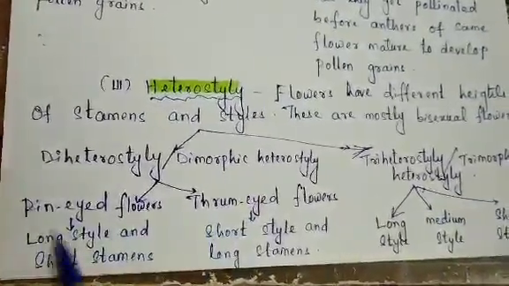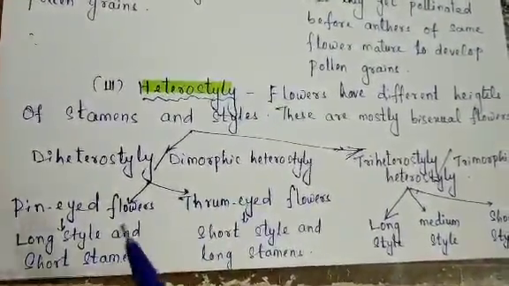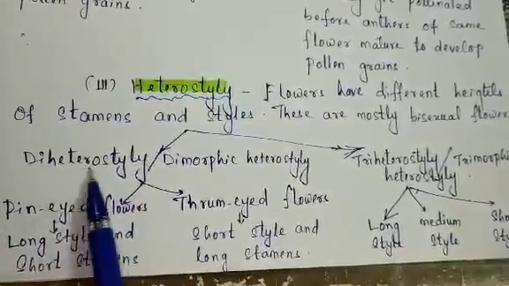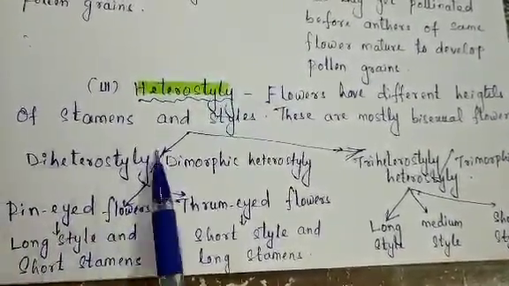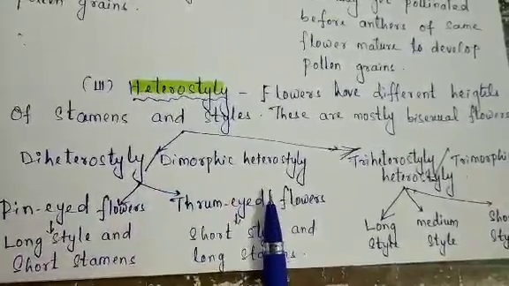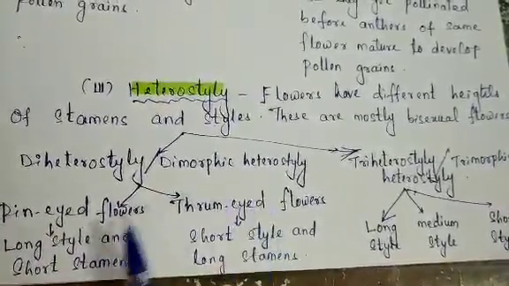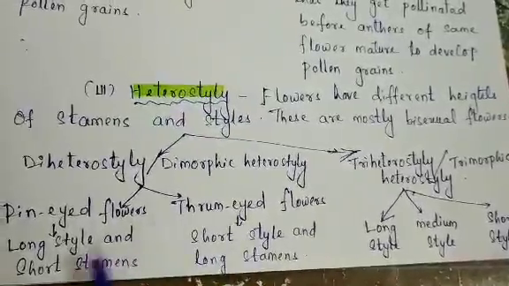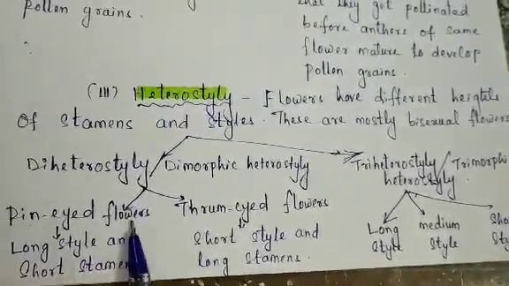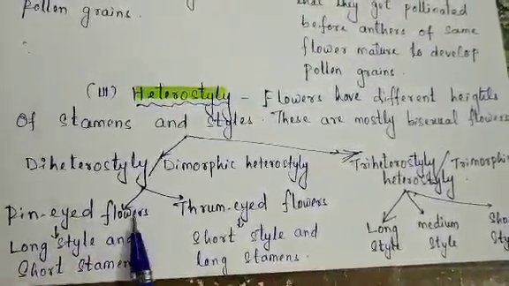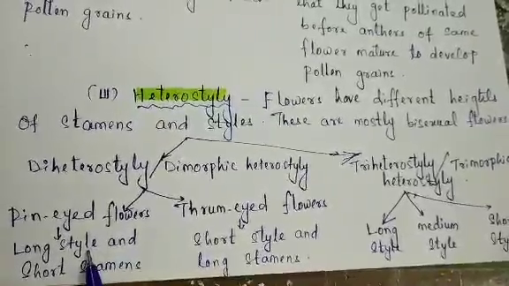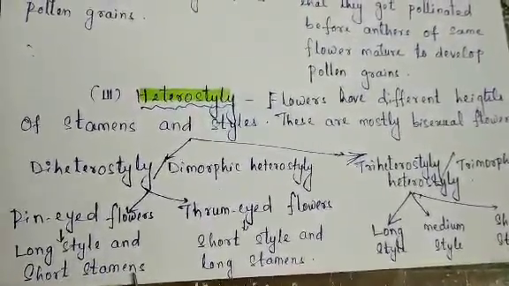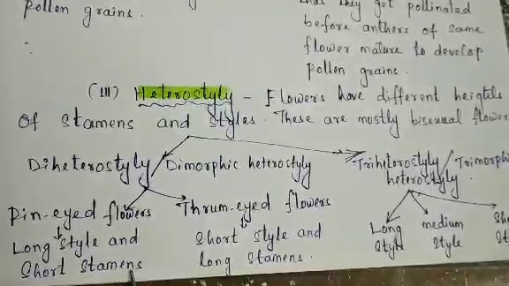Let us discuss diheterostyly. Here di means two, hetero means different, and styly. So here we have two types of flowers because the style and the filament have different lengths. The first type is called the pin-eyed flower. Pin-eyed flowers have a long style, that is, the longer part of the gynoecium, and a short filament of the stamen.